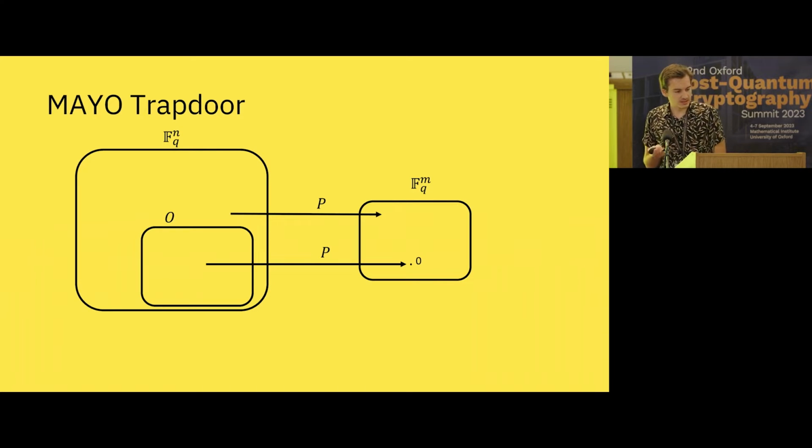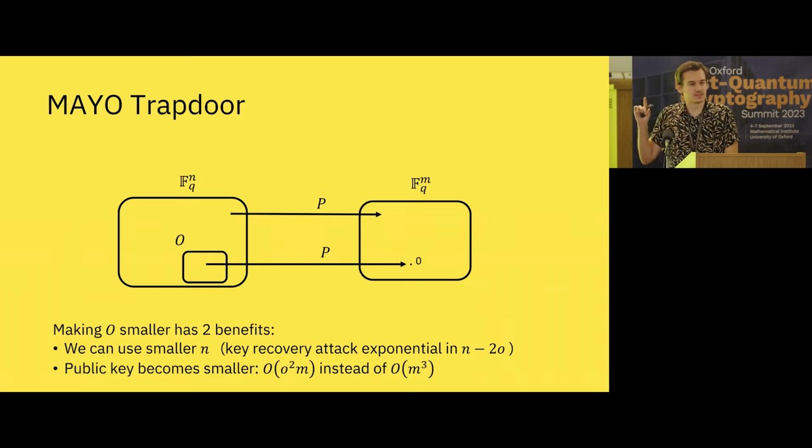Okay, so the MAYO trapdoor is very similar to the oil and vinegar trapdoor. It's also just a subspace O on which all your equations vanish. But the difference now is that this space O is much smaller. It used to be the case that the dimension of this space was equal to the number of equations that you have. But in the case of MAYO, the dimension is much smaller. And this has 2 benefits. First of all, because this space is smaller, it's harder to find. So you need to have fewer variables to hide the space.